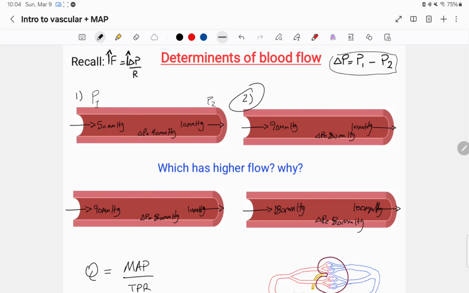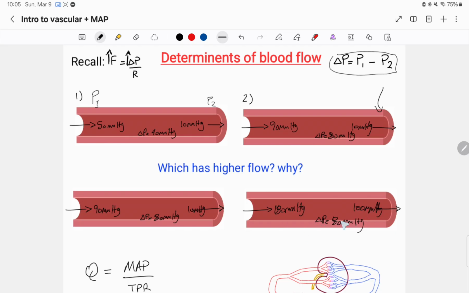So why did I draw this second one? I drew the second one to prove something to you. Look, here's the exact same scenario. Okay, 90 millimeters of mercury entering in the arteriole, and then we're leaving out the venule with 10 millimeters of mercury. But then let's take a hypothetical situation. Let's say I enter in the arteriole with 180 millimeters of mercury, okay?